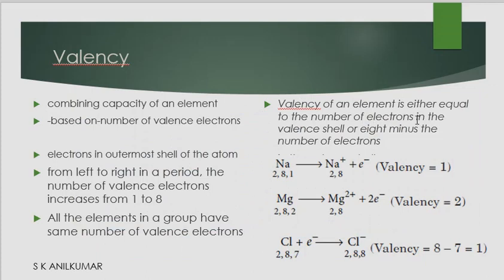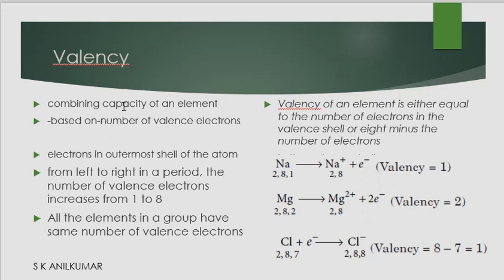Valency of an element is either equal to the number of valence electrons or equal to 8 minus the number of electrons which are available for sharing. So sodium has 2 plus 8 plus 1, so it will become 2 plus 8 and 1 extra. Likewise, magnesium is 2 plus 8 and has 2 extra, so its valency is 2.